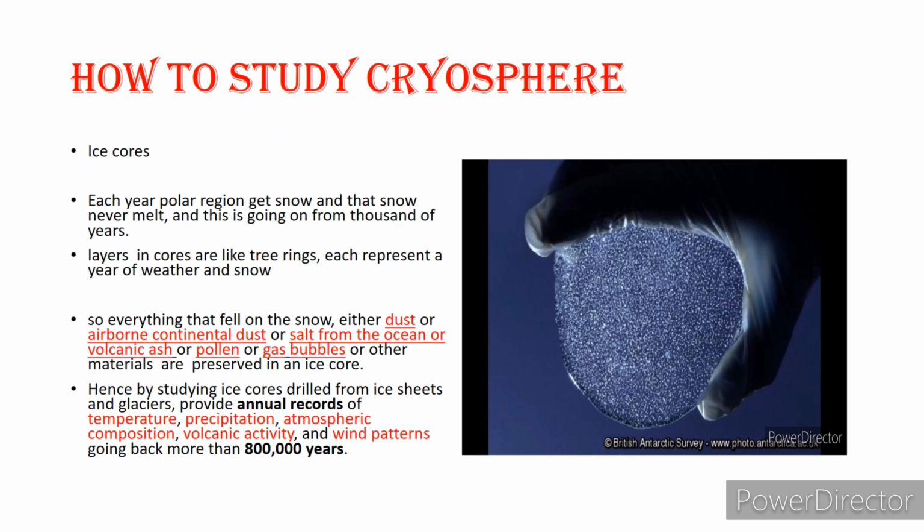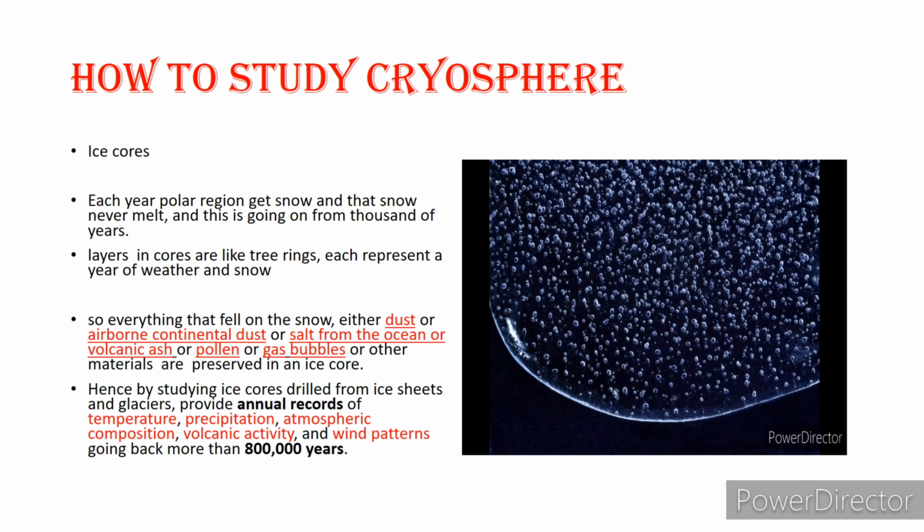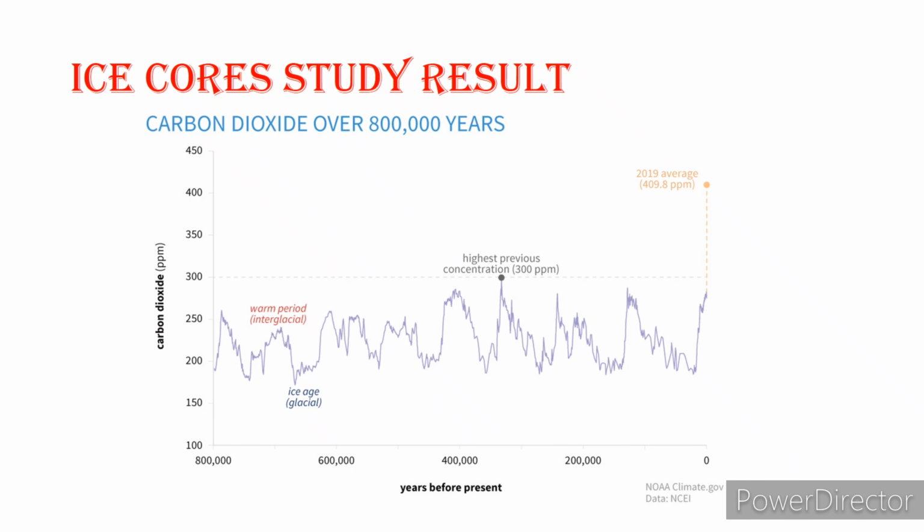Scientists drill these ice sheets to get ice cores. Like we can see in this picture, this is an ice core. Layers in ice cores are like tree rings. Each layer represents a year of weather and snow. By studying these ice cores, we can tell past temperature and how dusty the atmosphere was. We can also measure a variety of gases that were in the atmosphere by studying air bubbles which are trapped in these ice core layers. So this is how we can study the cryosphere.